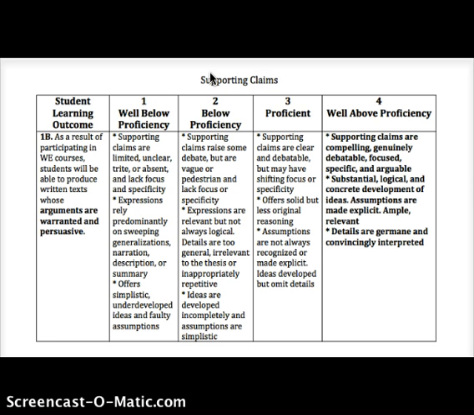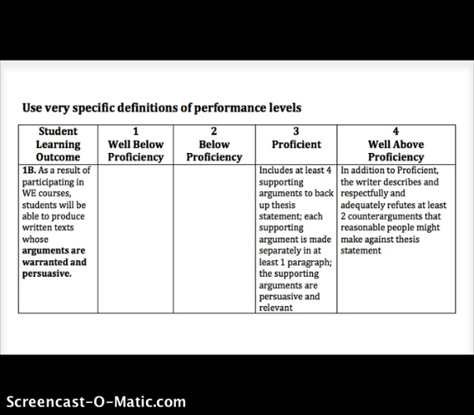And here's the general definition of whether this criterion is met. But again, you're going to want to change the rubric to keep the overall meaning of the category, but make it specific to your assignment. So in my case here, an assignment that I had, what I told students they needed to do was have 4 supporting arguments that backed up their thesis statement, and each supporting argument should be made separately in at least 1 paragraph. That's my definition of proficient in this example.